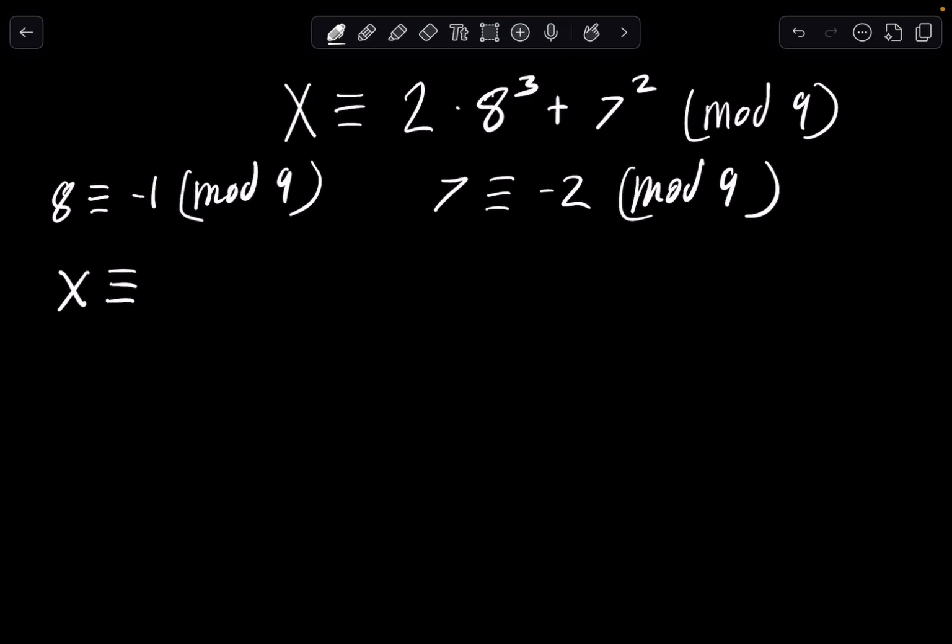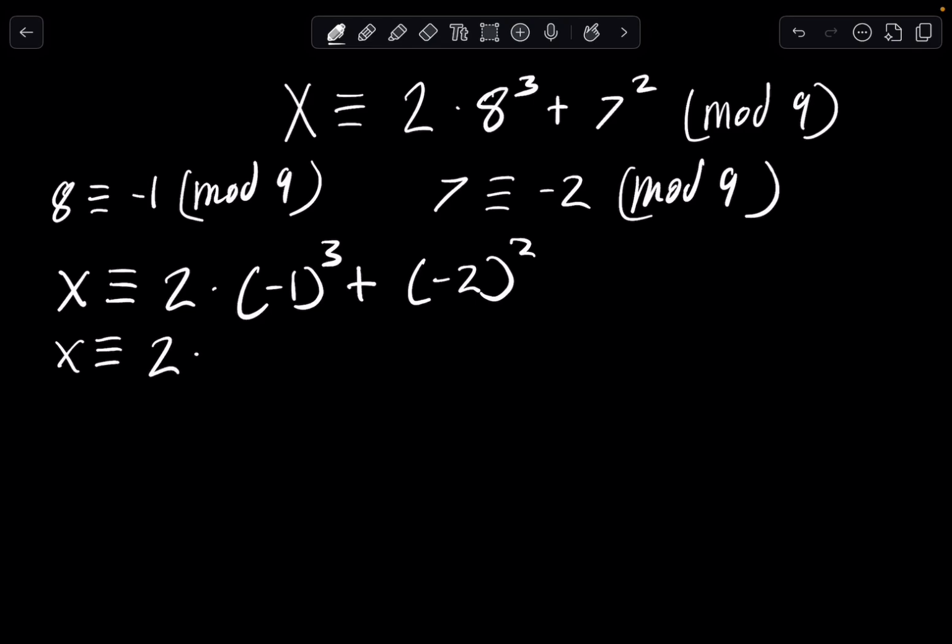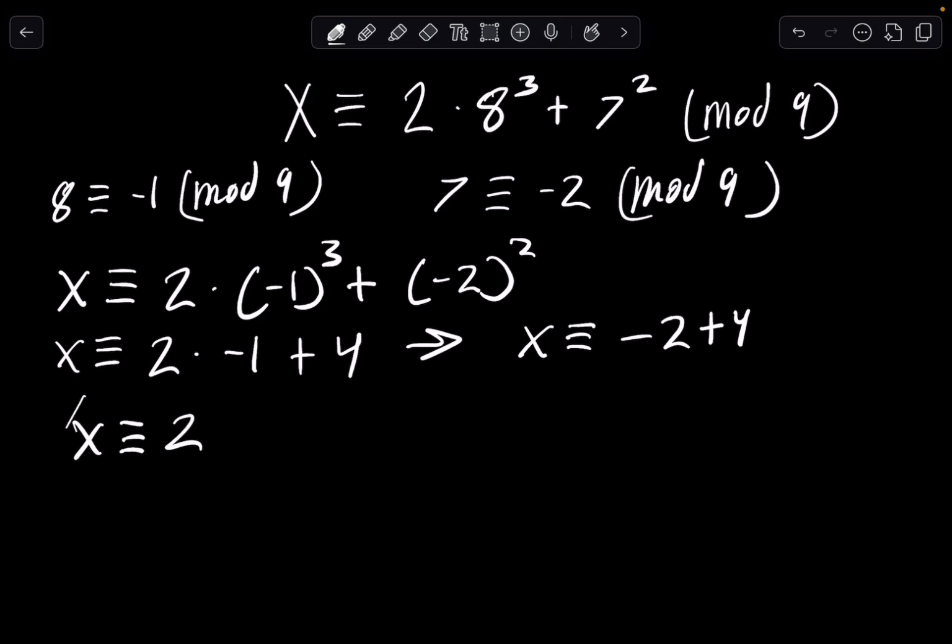We have x is congruent to 2 times -1 to the 3 plus -2 to the 2. And then this is going to get us 2 times -1 plus, and this cancels out the negative, so we're left with 4. Moving over here, we have x is congruent to -2 plus 4. So x ends up being congruent to 2. So that was a pretty quick solution.